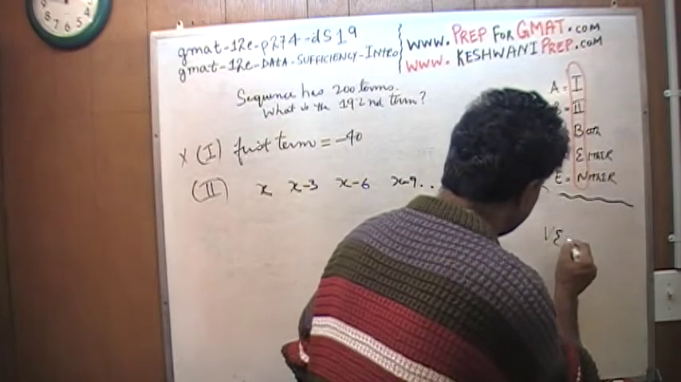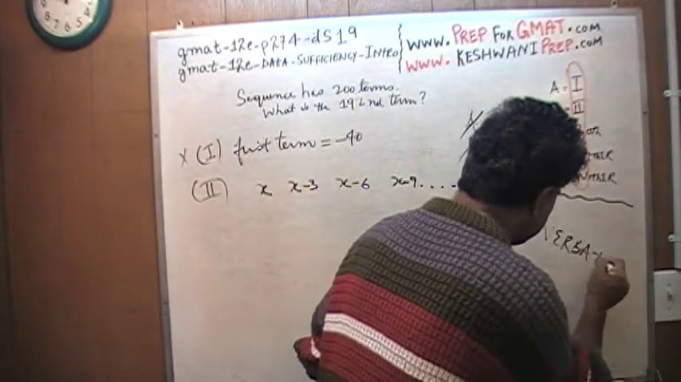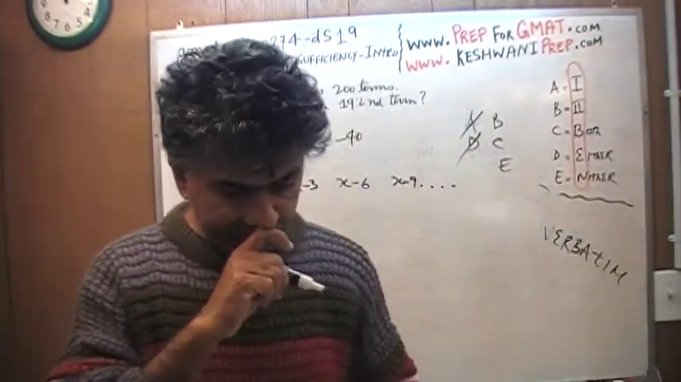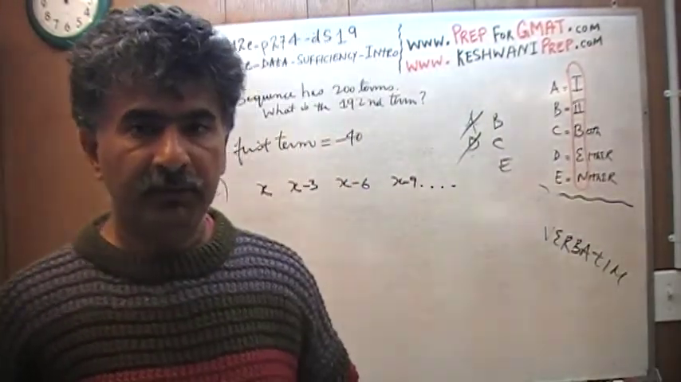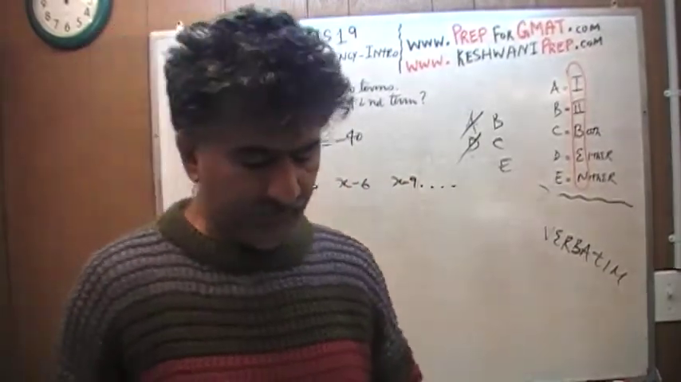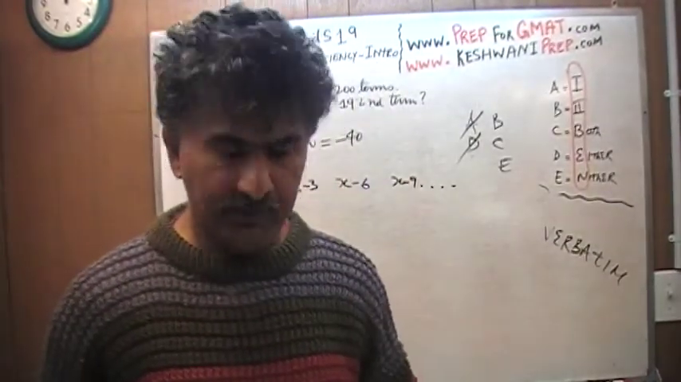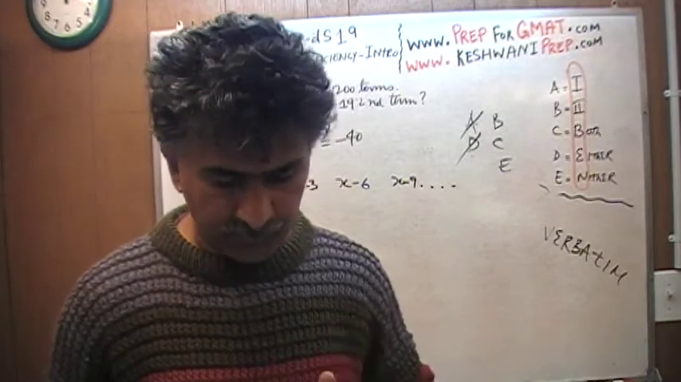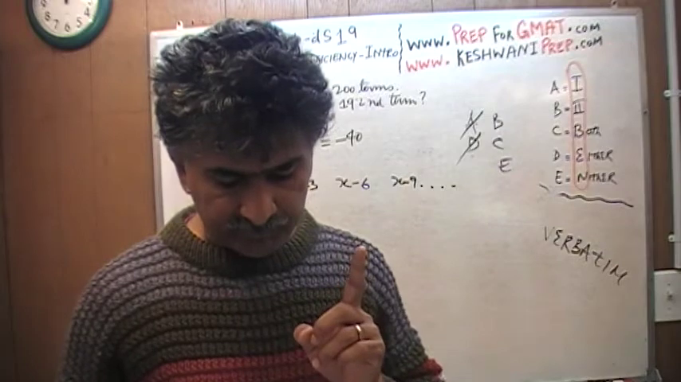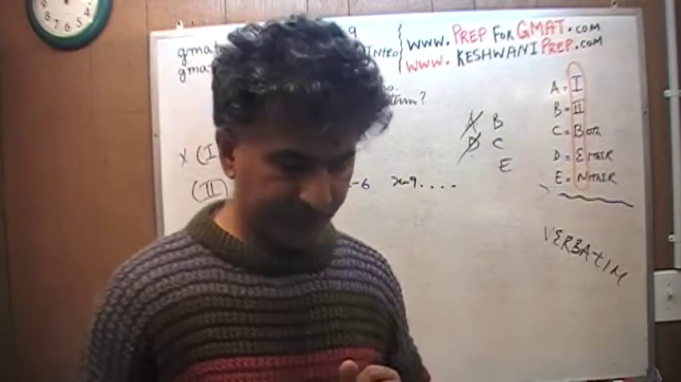and for those of you who do not know what that means, look it up and learn it, verbatim. When you're spelling it, make sure you're careful, it's spelled with an I. It means word for word. I'm going to read it verbatim. In other words, I'm not going to paraphrase it. I'm going to tell you exactly what they tell you, which is each term after the first term is 3 less than the preceding term.